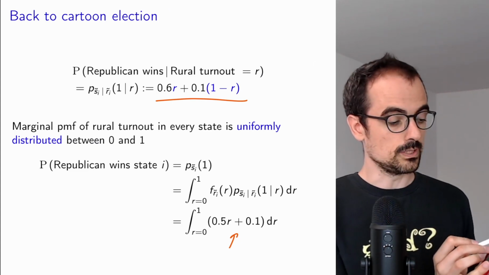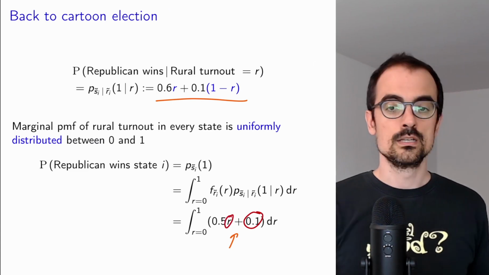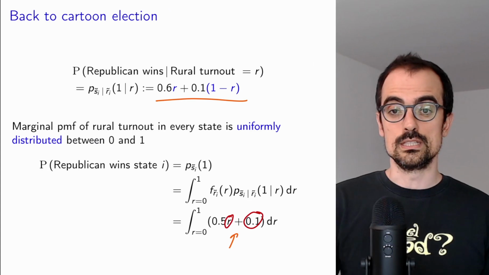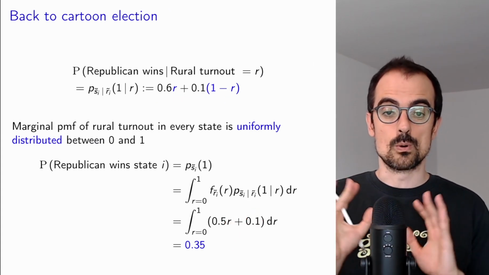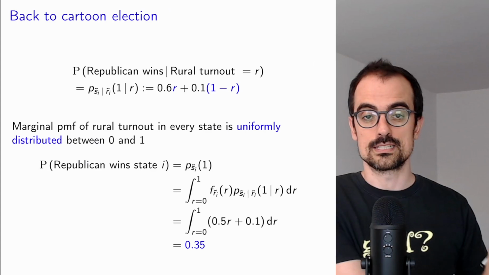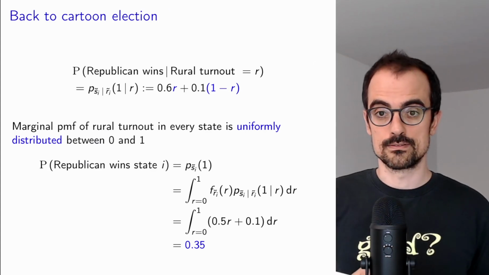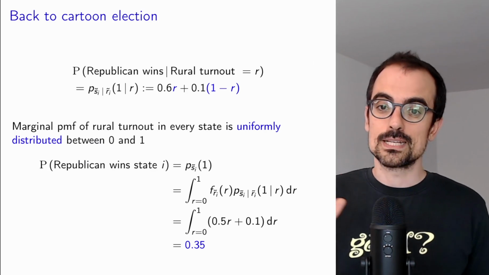When we integrate this between 0 and 1, this is just going to be equal to 0.1. The antiderivative is R squared divided by 2. From 0 to 1, that's just 1/2. So the probability that the Republican wins state I, according to our assumptions, is 0.35. So not higher than 0.5, but not super low either.